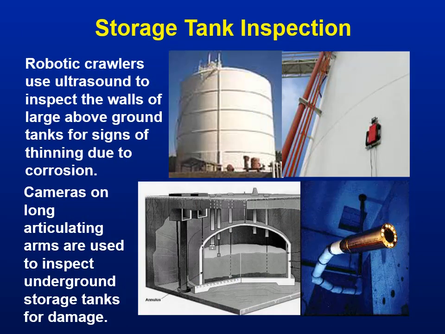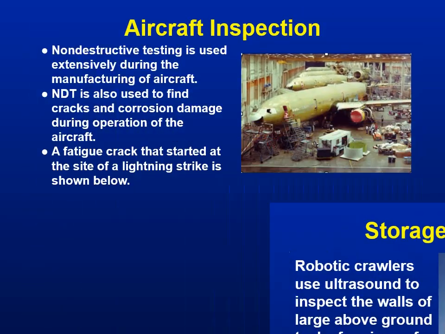Storage tank inspection. Robotic crawlers use ultrasound to inspect the walls of large above-ground tanks for signs of thinning due to corrosion. Cameras on long articulating arms are used to inspect underground storage tanks for damage. Aircraft inspection.